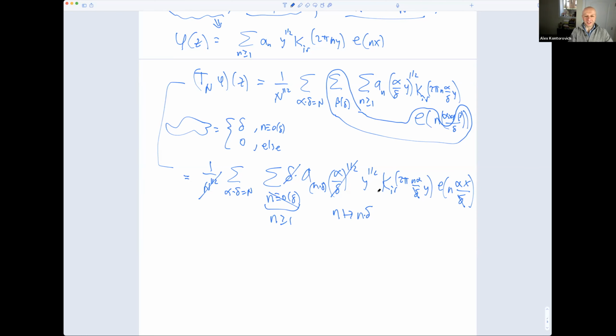So this almost looks like a sum over just the expansion of phi itself, except at n alpha. So let me make a new change of variables. Let m be n alpha. Okay, so I'll write this as a sum over m. And then I have a sum over alpha times delta equals n. But actually, the only alphas that can arise are divisors of m. So alpha divides m.